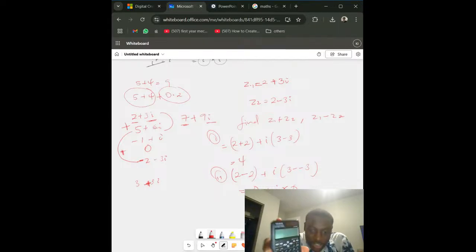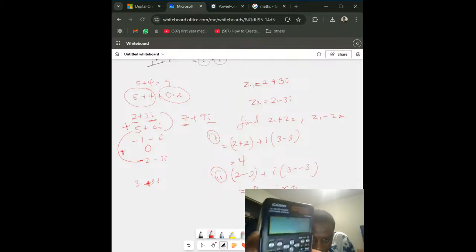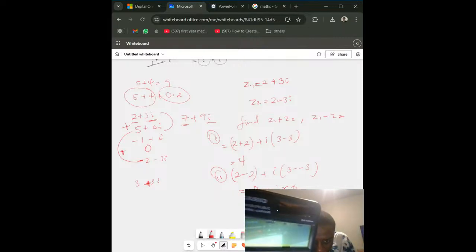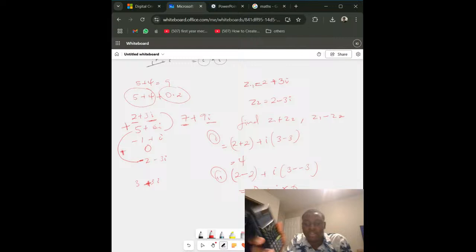How you know that is at the top. I'm not sure if you guys could see it, yeah, you could see it. At the top, you should see CMPLX. Perfect. If you have that, that's the first step.